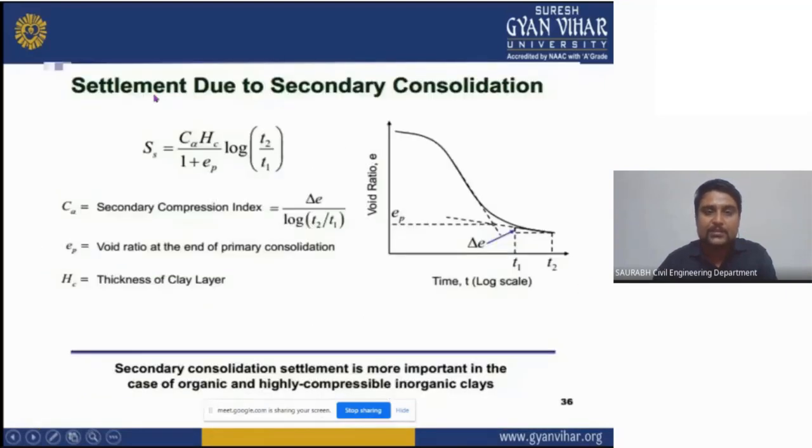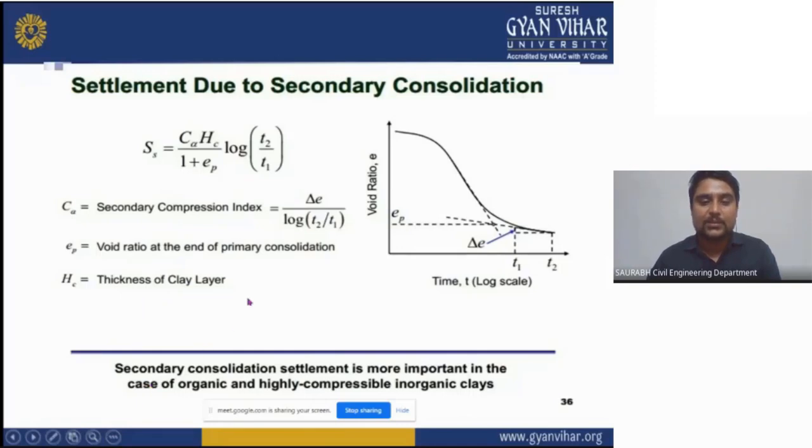Now we will see the settlement due to secondary consolidation, which is SS equals C alpha into SC upon 1 plus EP into log T2 upon T1, where C alpha is the secondary compression index, which is represented here, and EP is the void ratio at the end of primary consolidation. SC is equal to the thickness of the layer.